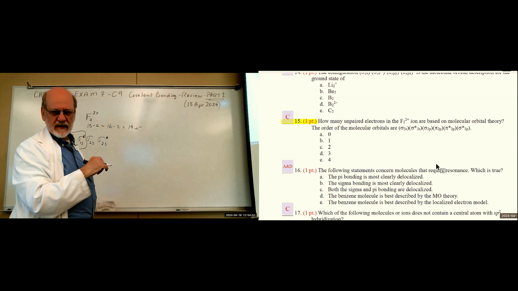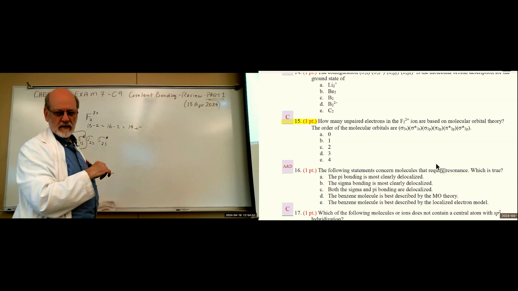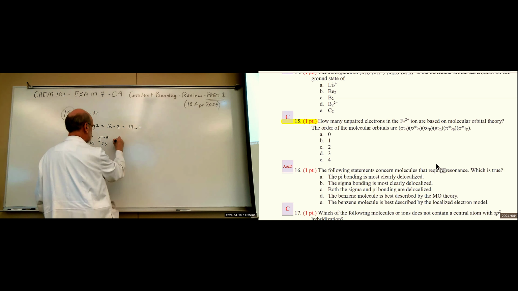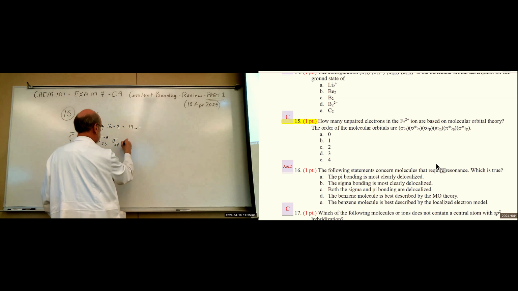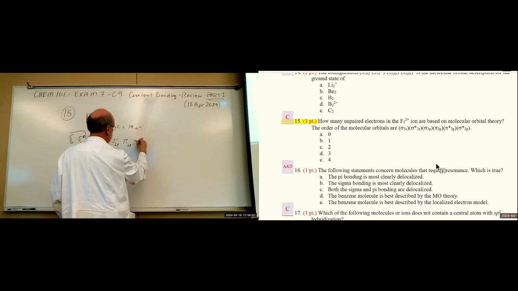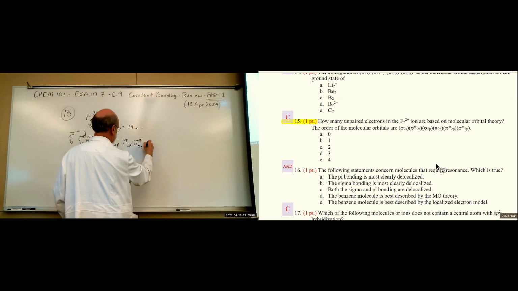And let's see. It looks like we have sp mixing on this one. No, we don't. Sorry, no, we don't. We have this one, 2p. We have this one. And then we have antibonding, and then this antibonding.